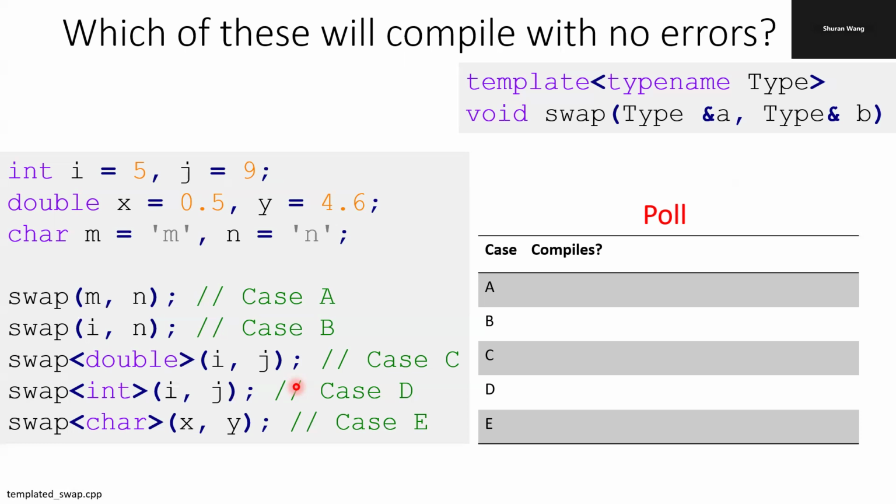You're explicitly stating double, but passing in two integers. And case D, does it compile? Who thinks it compiles? Yeah, because they're all integers. And case E, who thinks it will compile? Who thinks it doesn't compile? Yeah, because you're passing in two doubles where it's specified as char.